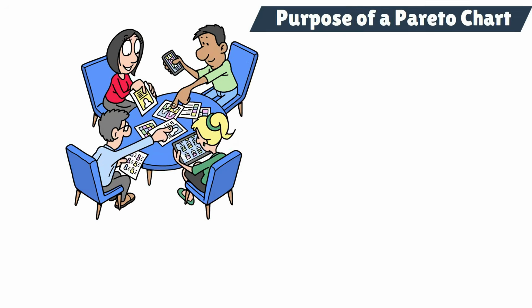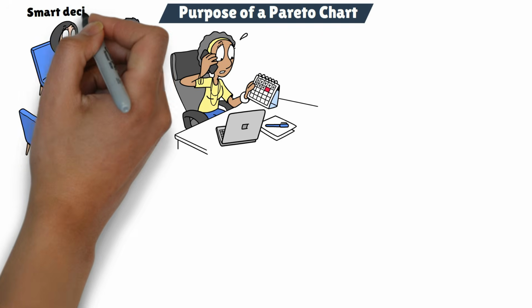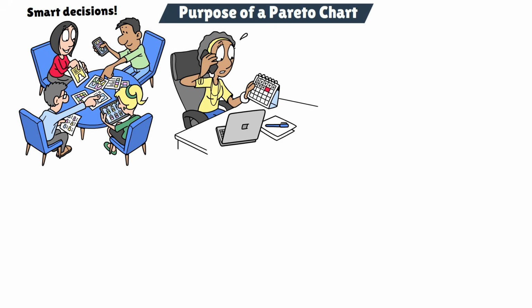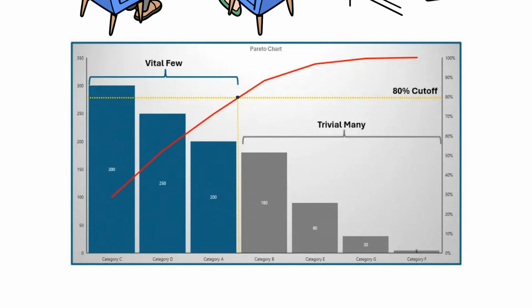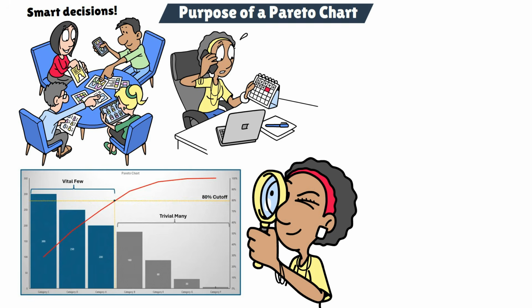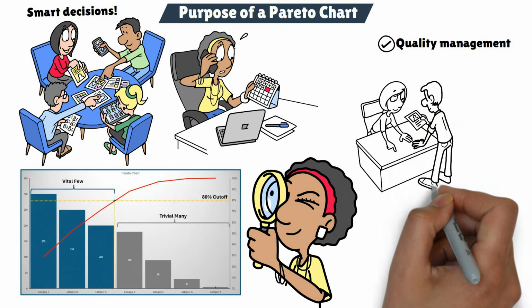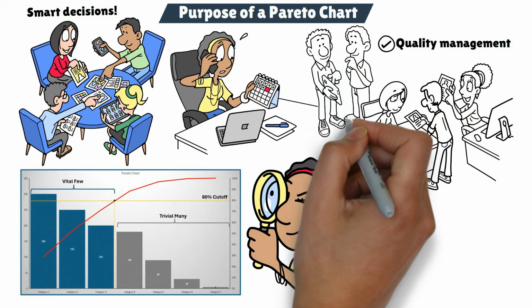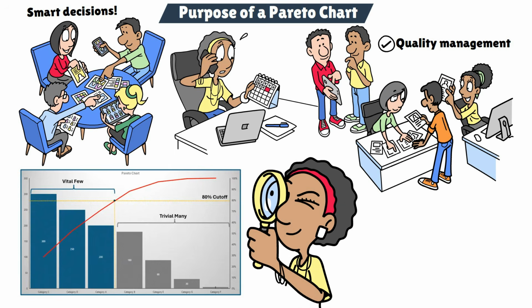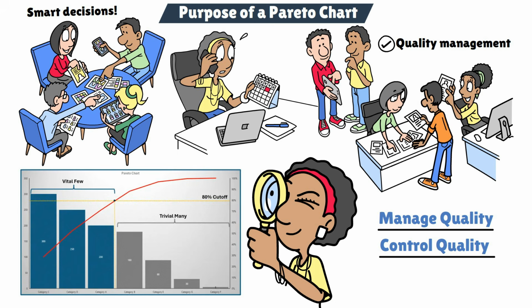In project management, we often have limited time and resources, so we need to make smart decisions about where to focus our efforts. That's where the Pareto chart comes in. It helps you determine which problems are the most significant and will have the greatest impact if resolved. In quality management, this tool is used to guide decisions about which issues to address first to improve overall quality. It's commonly used in processes like manage quality and control quality within the project quality management knowledge area.